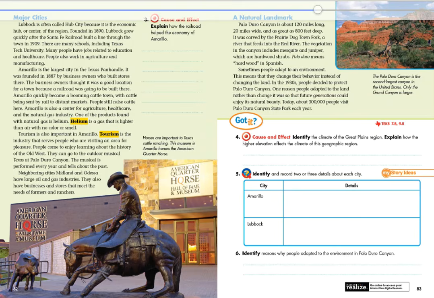Sometimes people adapt to an environment. This means that they change their behavior instead of changing the land. In the 1930s, people decided to protect Palo Duro Canyon. One reason people adapted to the land rather than change it was so that future generations could enjoy its natural beauty. Today, about 300,000 people visit Palo Duro Canyon State Park each year.